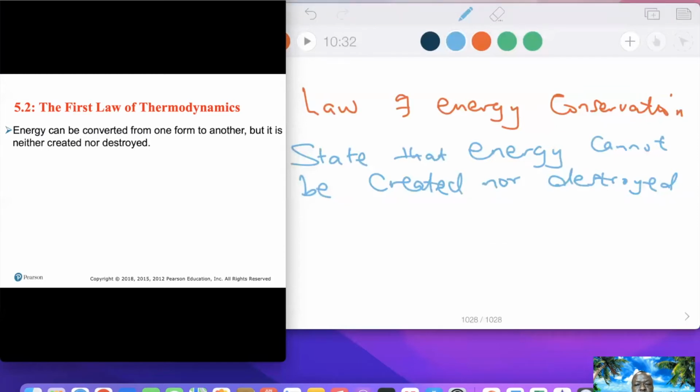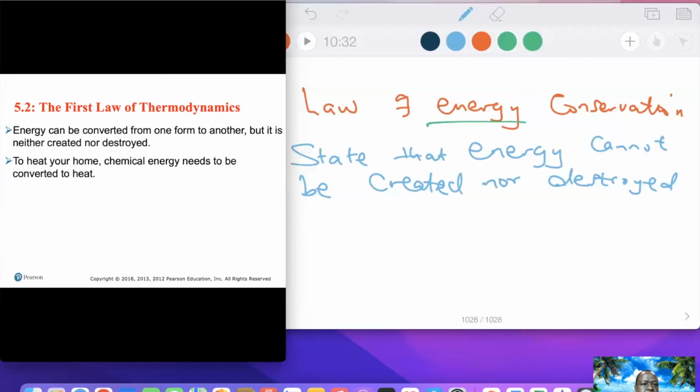Remember, there was the law of mass conservation: matter cannot be created or destroyed. But here, we are talking about energy, all right? It cannot be created or destroyed. So if you know how to define the law of mass conservation, you should also be able to define the first law of thermodynamics.